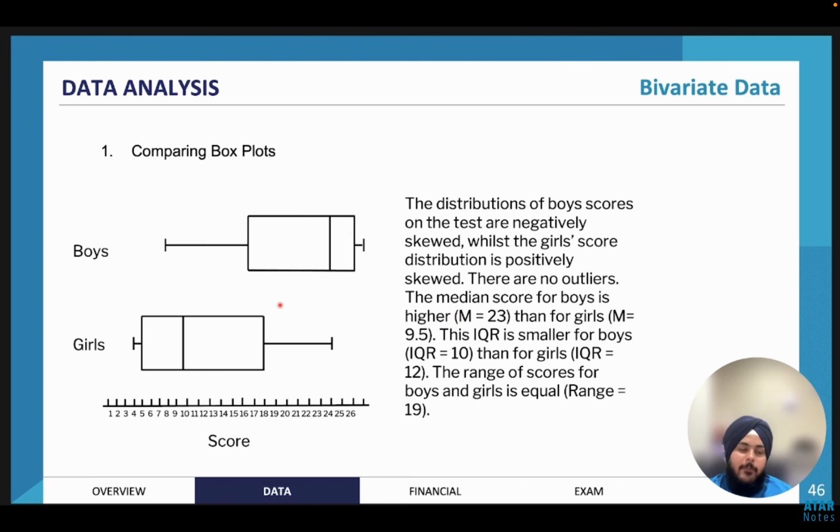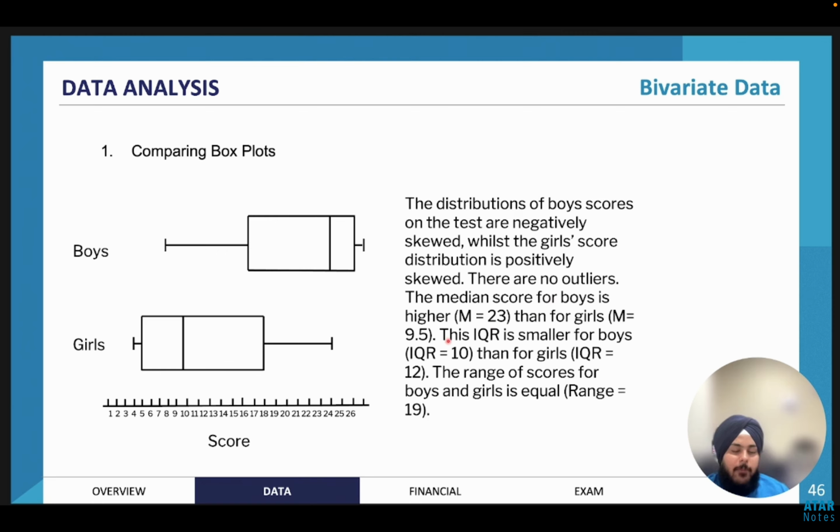And then lastly, we need to compare the spread. When we're comparing the spread, we can talk about the IQR, or the range, or the standard deviation. Again, standard deviation and range are non-resistant statistics, so they're impacted by any outliers and also any skewed data. Therefore, IQR is a really good measure because it's only measuring the middle 50% of the data.